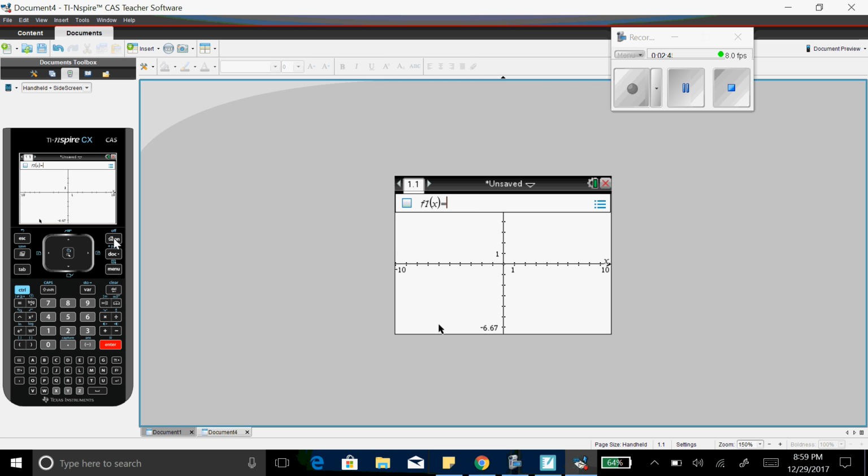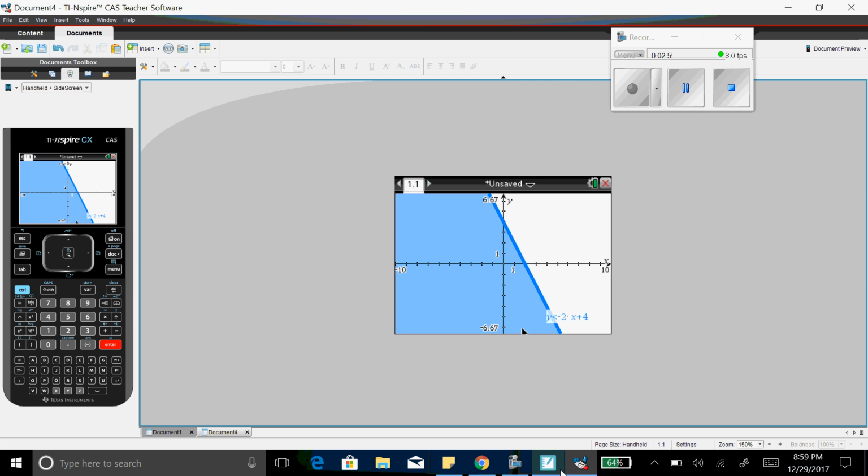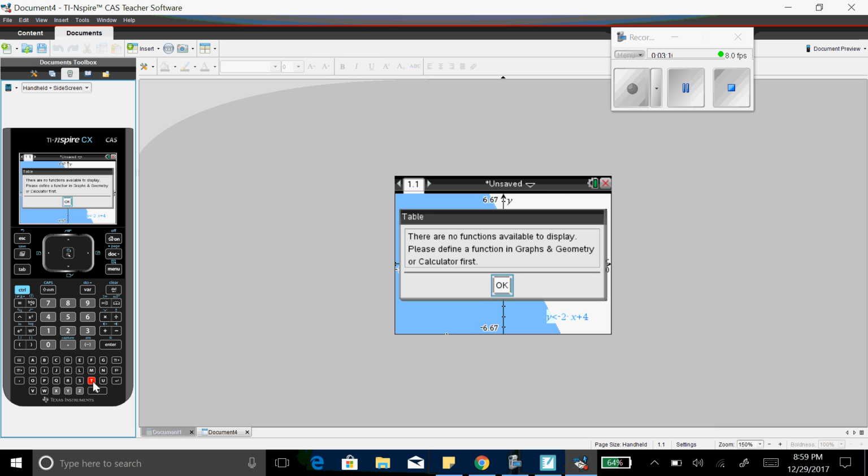Now to make it an inequality, you hit delete, and that brings up all my different signs. So our problem here was a less than sign. So y is less than negative 2x plus 4. If I hover over the line, it tells me that the line should be dashed and the shading should be below. Now, if I try to get a table from here, it's going to tell me that it won't.